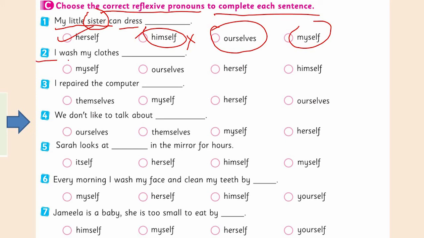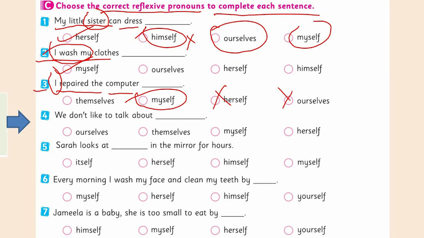Look at the second one. I wash my clothes. We have two personal pronouns here. In this sentence, the person is talking about himself or herself. Then, yes, it's very obvious, it's very clear to us: myself. Now look at the third one. I repaired the computer. Again, I use the personal pronoun. Yes, myself. Herself is used for a feminine noun. Themselves refers to more than one person, other people.